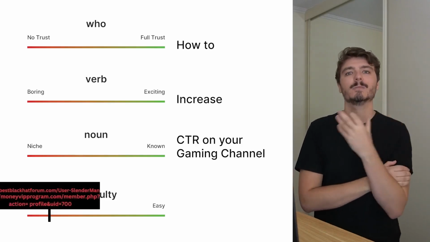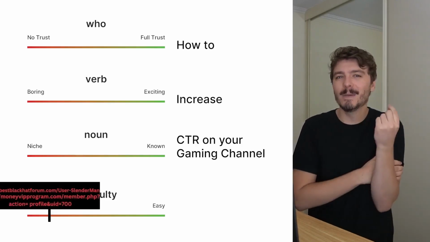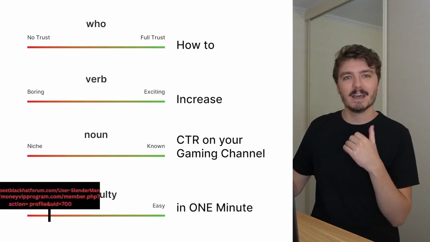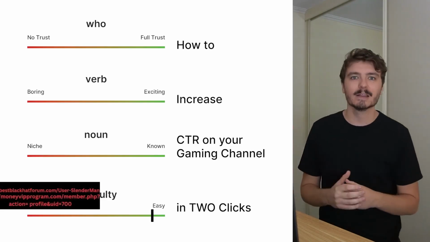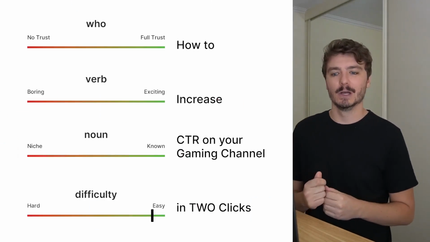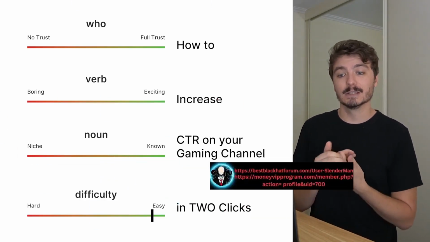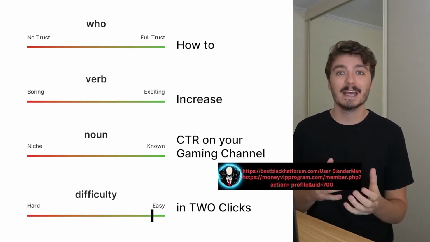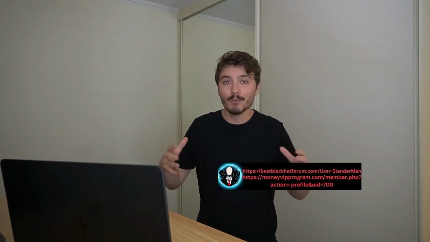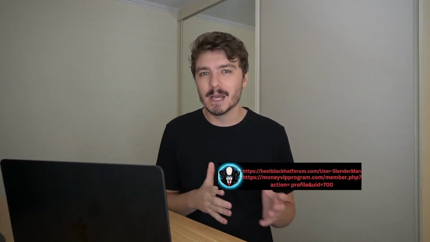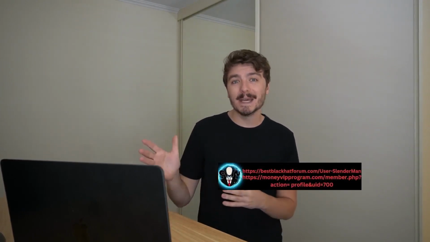So if they're presuming it's going to take a lot of time, how do I make that sound very easy? I might say in 1 minute. I might say in 2 clicks, for example. Something like that. We're making it sound very easy to do. So now it's how to increase CTR on your gaming channel in 2 clicks. So that's a much better title already. And now for me to maximize my views, to get as many views as possible on this video, I'm basically going to combine all of these changes that we just did.